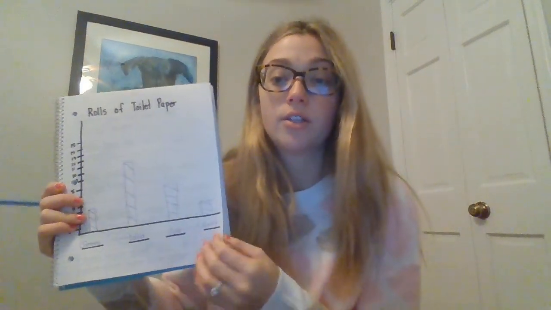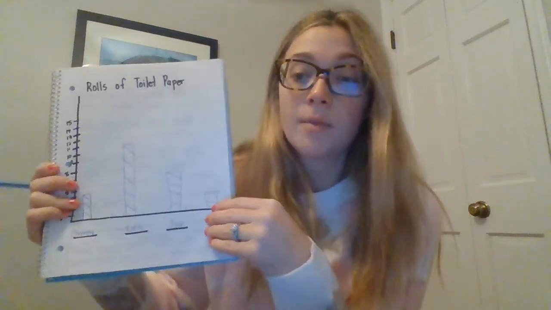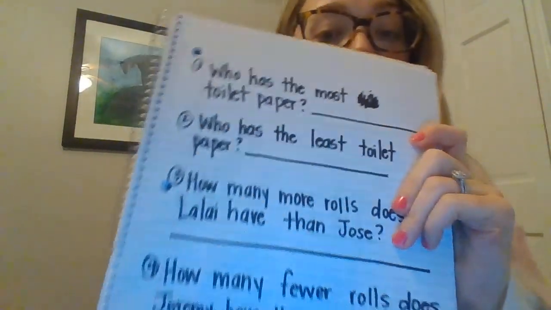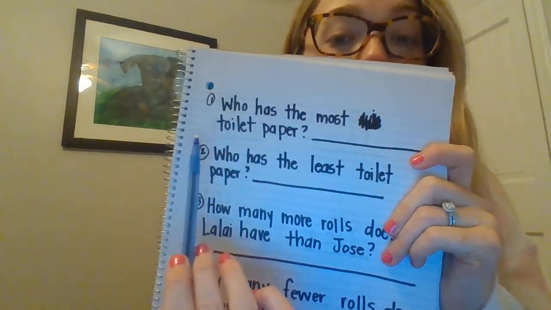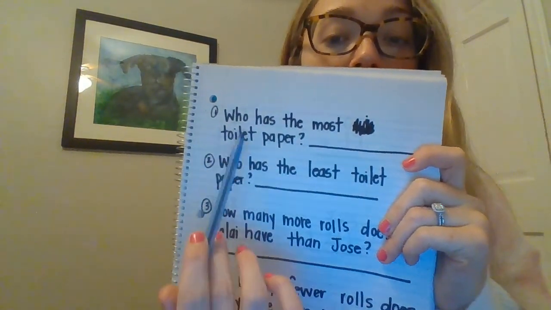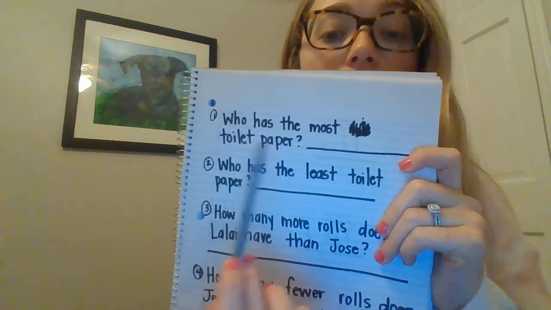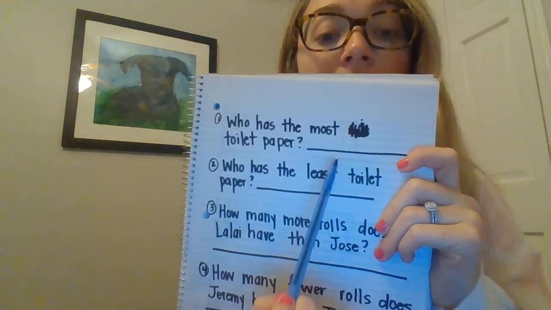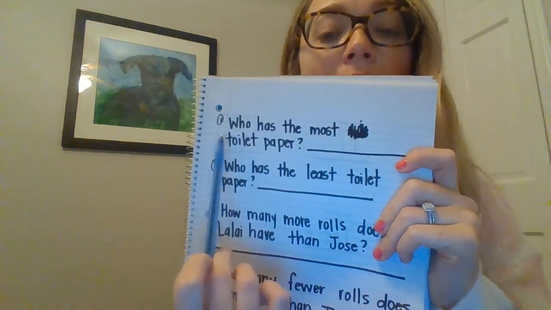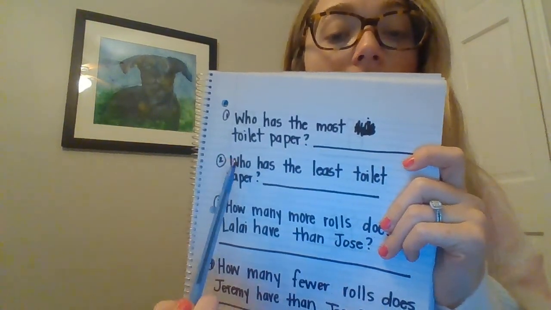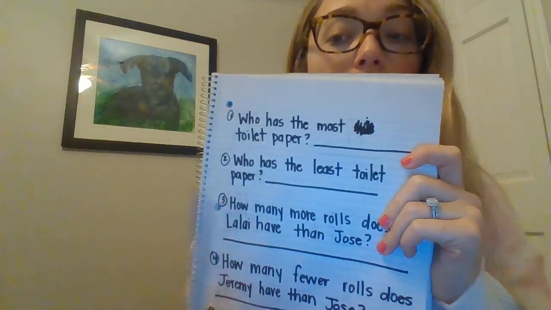So now we're going to start answering some questions using our graph. Let's take a look at our questions. And I made a mistake, so ignore my scribbles. My first question that we're going to focus on is who has the most toilet paper? After I read the second question, I'm going to pause and let you determine who has the most toilet paper and who has the least toilet paper. Go ahead and tell someone, or write it down on the back of your graph. Write who has the most toilet paper, put their name, you can use a complete sentence, and determine who has the least toilet paper.